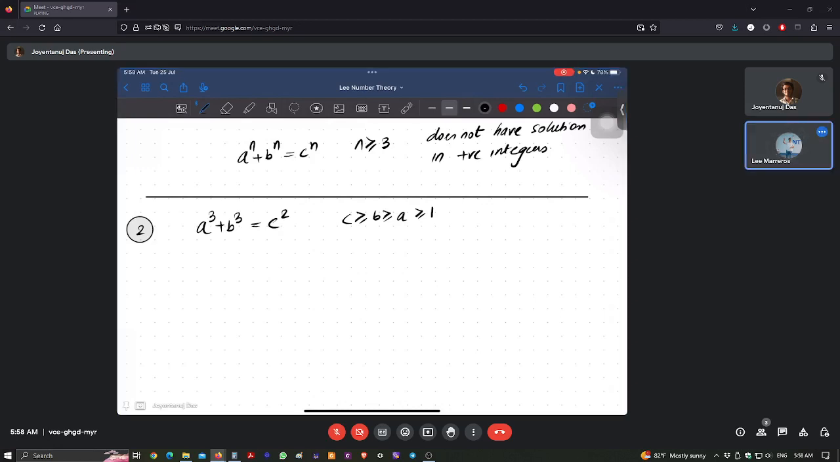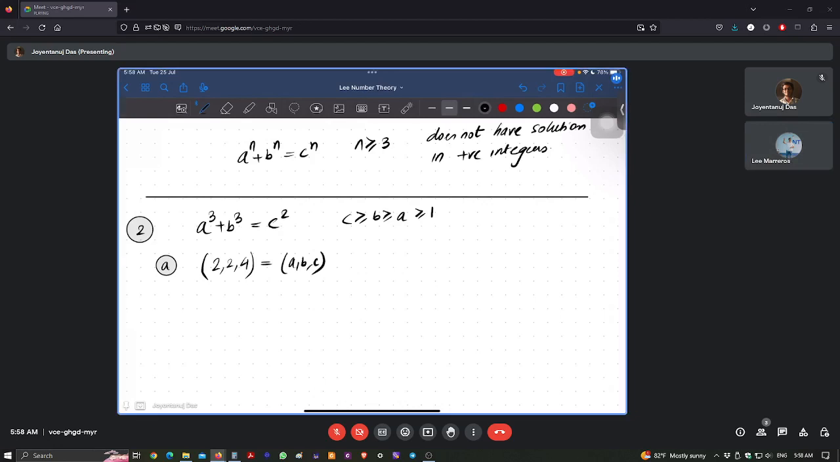Right. So in the first part they have given one solution, that is 2, 2, 4, and we have to find 3 more solutions. First let us verify whether this is working or not. So 2 cube plus 2 cube is 16, right? So this is 4 square. So this is a solution. So you have to find 3 more solutions. How will you do that?